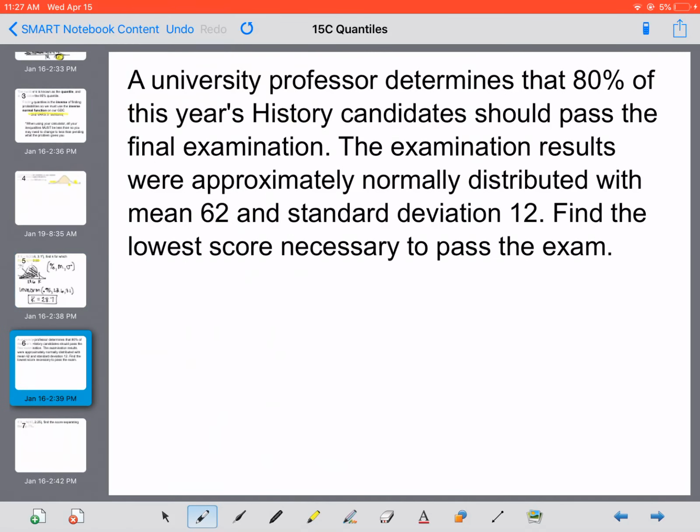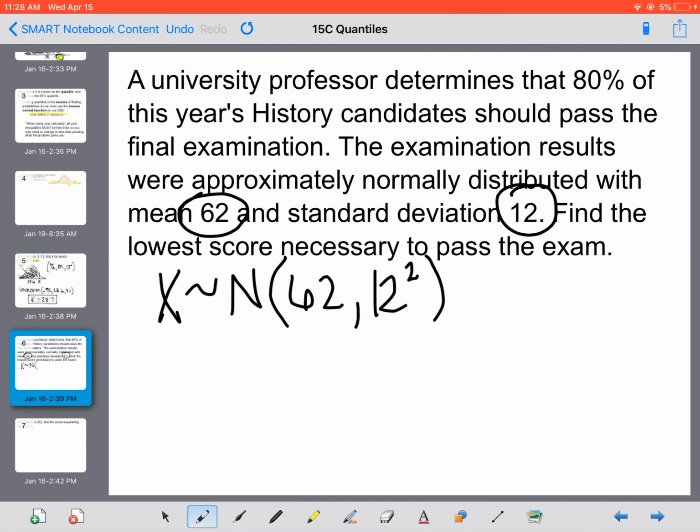Let's look at another problem. A university professor determines that 80% of this year's history candidates will pass the final exam. The examination results were approximately normally distributed, and the mean was 62 and the standard deviation was 12. So I'm already telling you that you are normally distributed with a mean of 62 and a standard deviation of 12. It says find the lowest score necessary to pass the test.